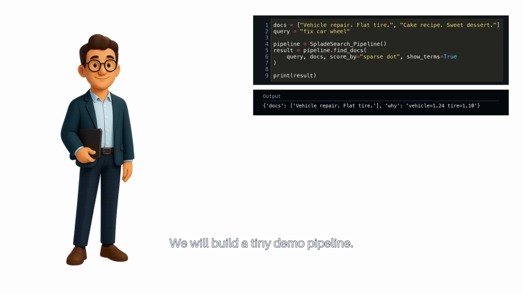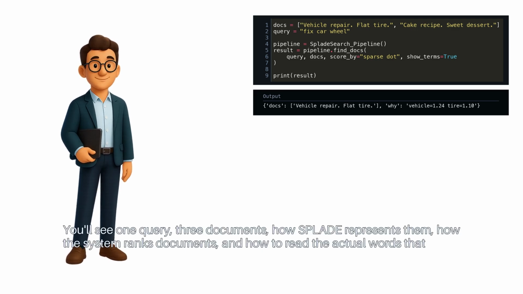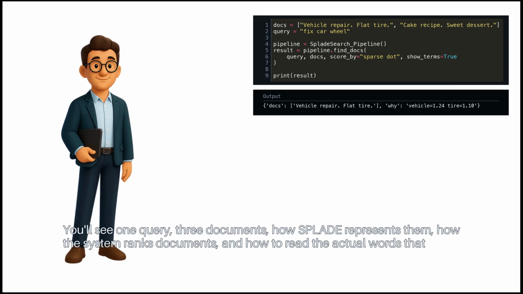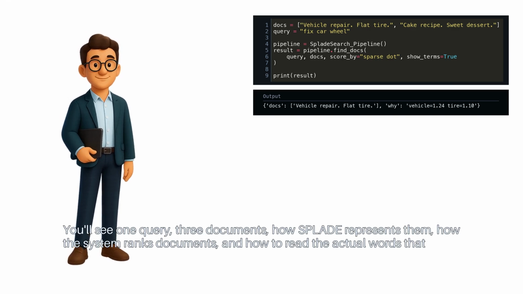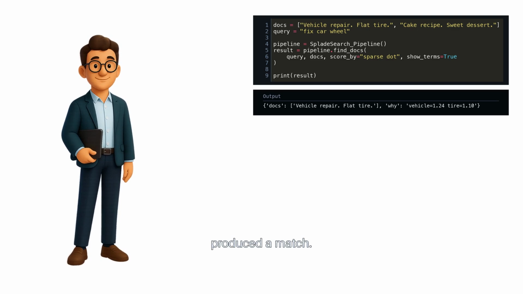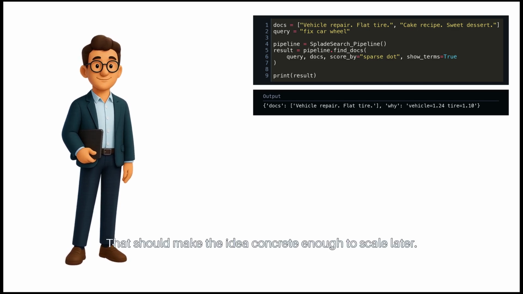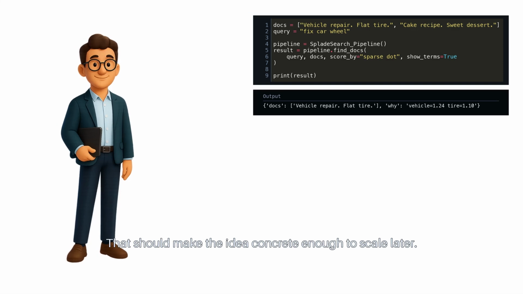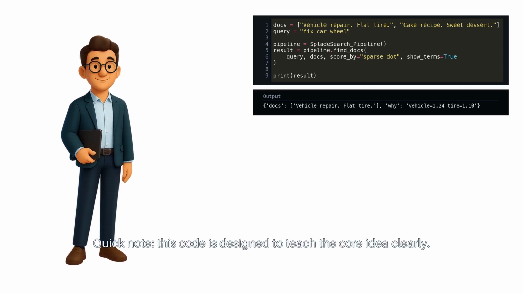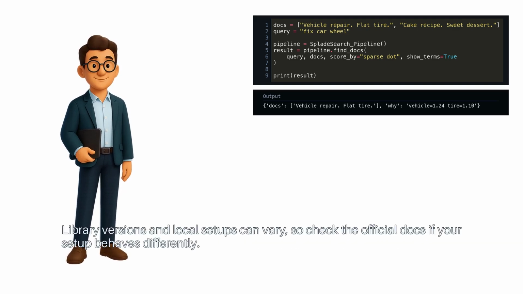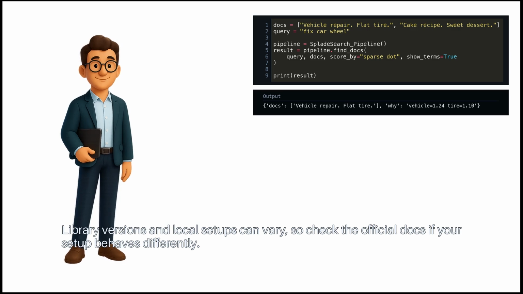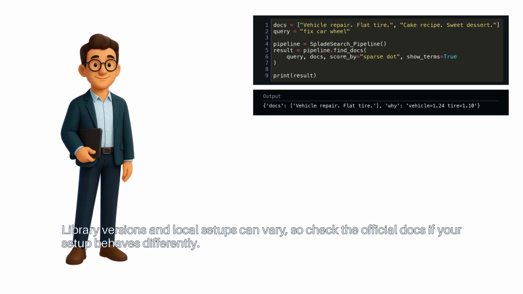We will build a tiny demo pipeline. You'll see one query, 3 documents, how SPLADE represents them, how the system ranks documents, and how to read the actual words that produced a match. That should make the idea concrete enough to scale later. Quick note: this code is designed to teach the core idea clearly. Library versions and local setups can vary, so check the official docs if your setup behaves differently.